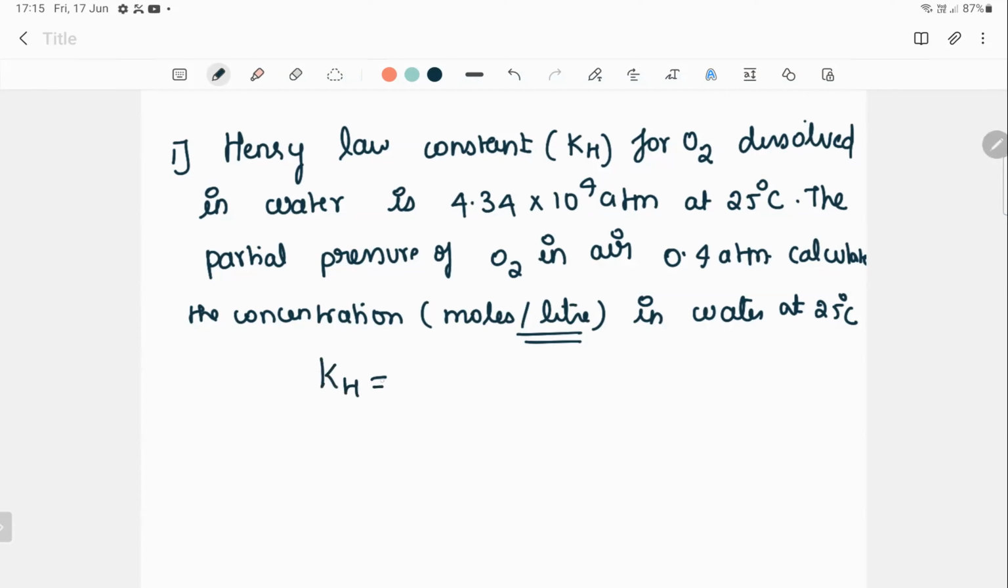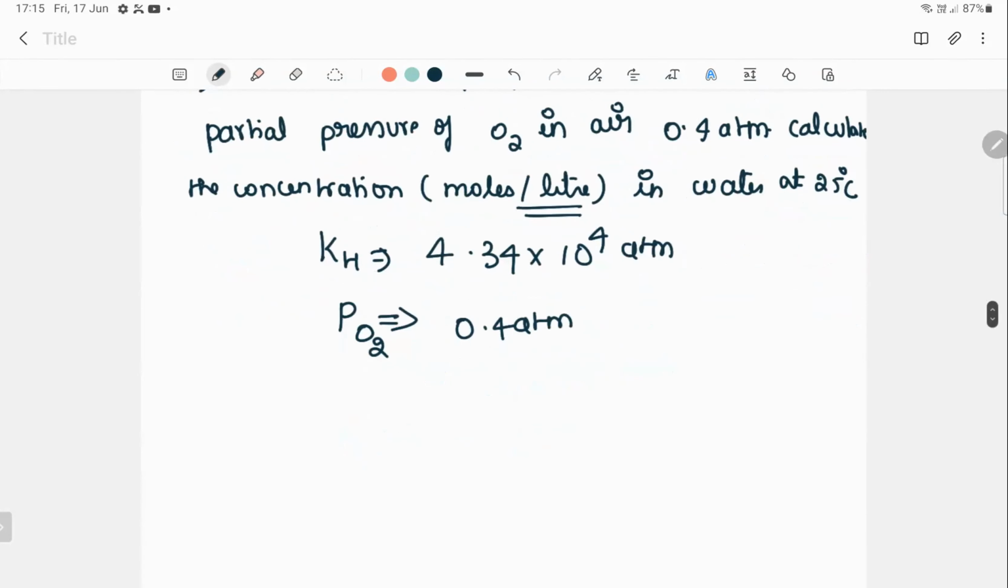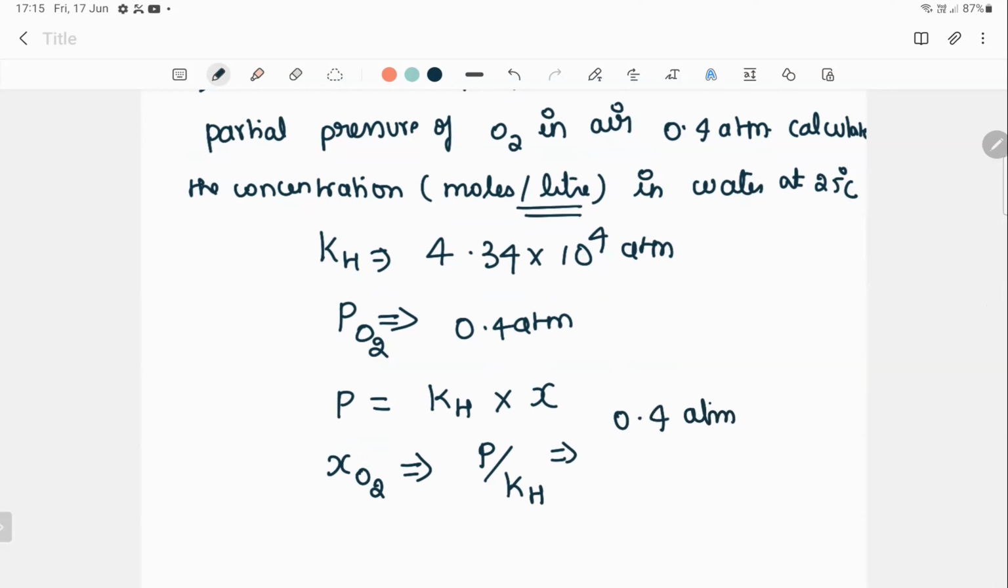So Henry law constant in water is 4.34 into 10 to the power 4 atmosphere. Next one, partial pressure also they have given. Partial pressure of oxygen is equal to 0.4 atmosphere. Clear with this one? And now, partial pressure is equal to kH into mole fraction. So X, that is the mole fraction of your oxygen, is equal to partial pressure divided by your Henry law constant. 0.4 atmosphere divided by Henry law constant 4.34 into 10 to the power 4 atmosphere.